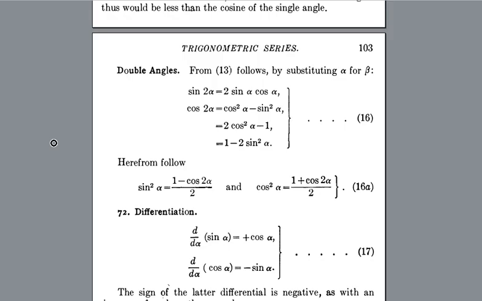From these formulas, it follows that the square of the sine of alpha equals 1 minus the cosine of 2 times alpha, divided by 2. The square of the cosine of alpha equals 1 plus the cosine of 2 times alpha, divided by 2.